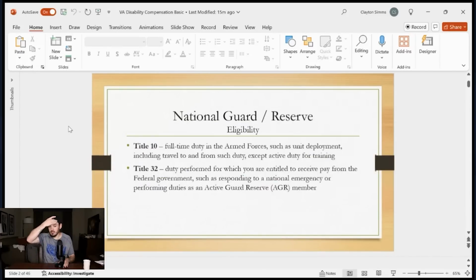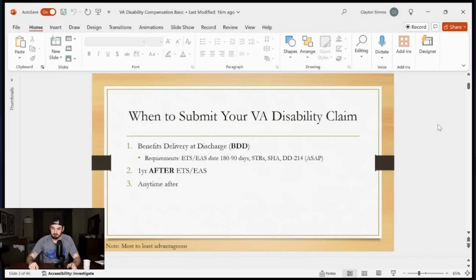So starting with National Guard and Reserve, Title 10, Title 32. Keep in mind, state active duty is state. It's not federal, all right? But if you are AGR or you're supporting Title 10 orders or you're deployed for whatever reason supporting that federal type mission, you are eligible for VA benefits, not just disability, other VA benefits as well, okay?